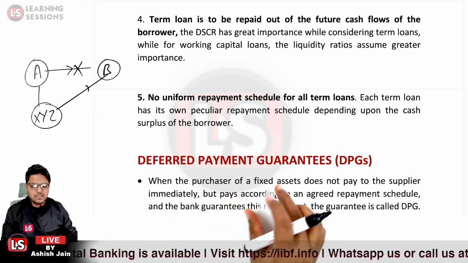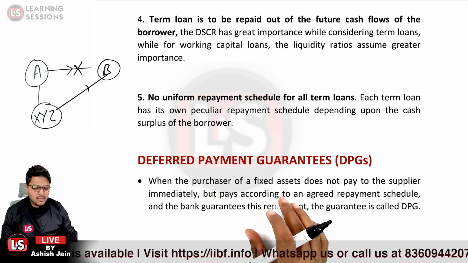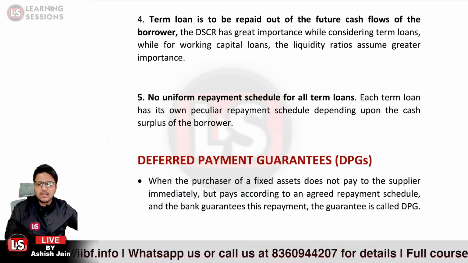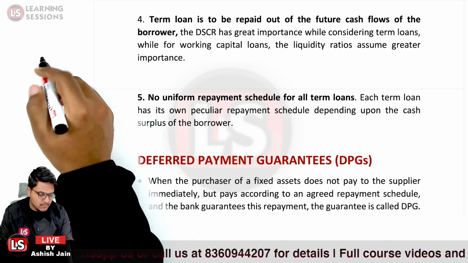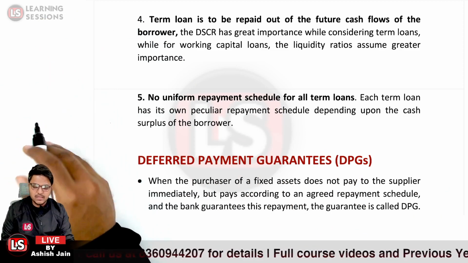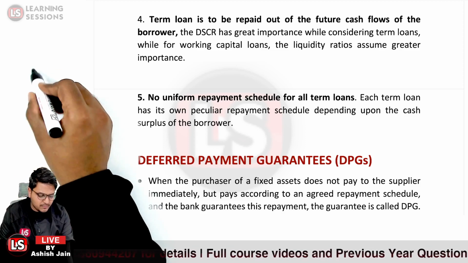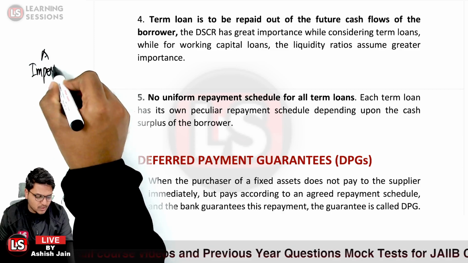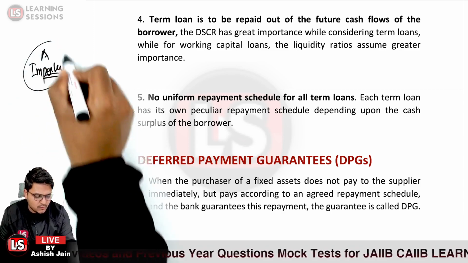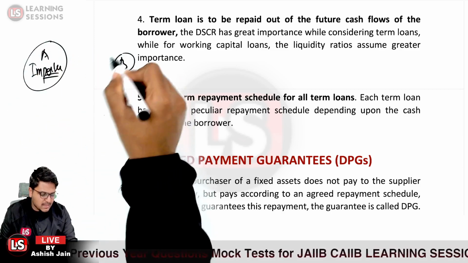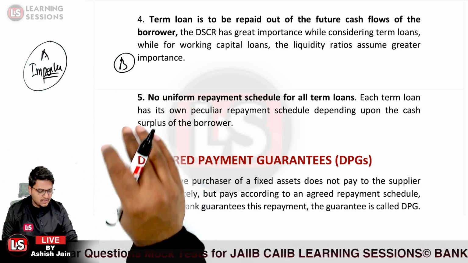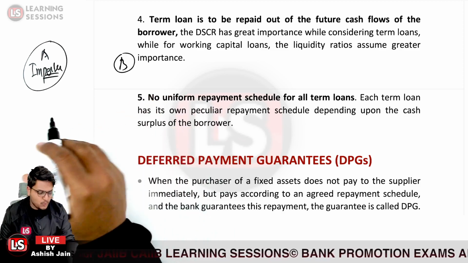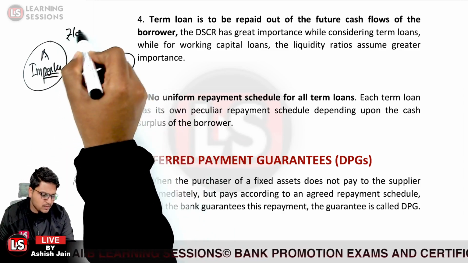The same is the case with the DPG, but why is it different? Because in the case of capital goods, let us take the case that person A is an importer who has imported machinery from B, which is a capital good. So it covers a big amount. Let us take the case the import amounted to rupees 10 crore.